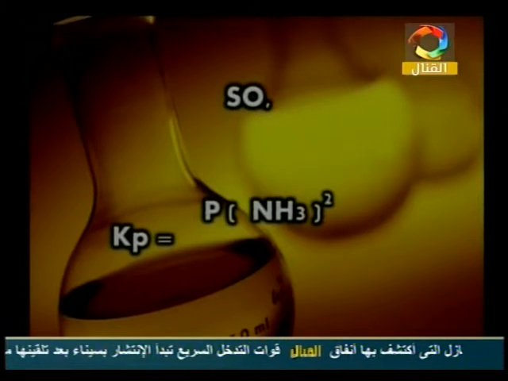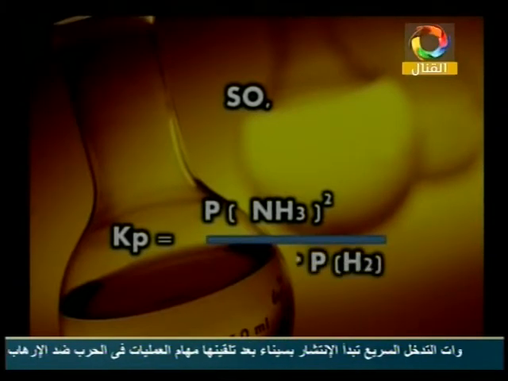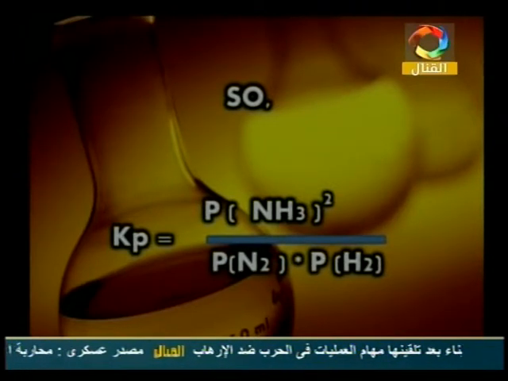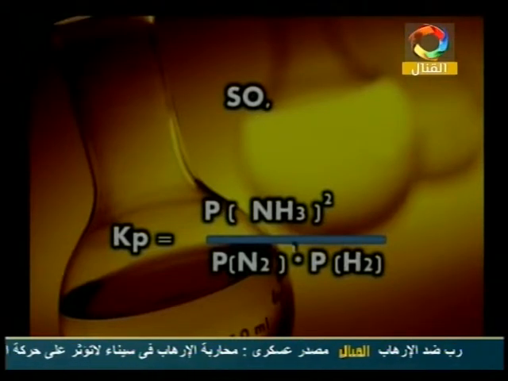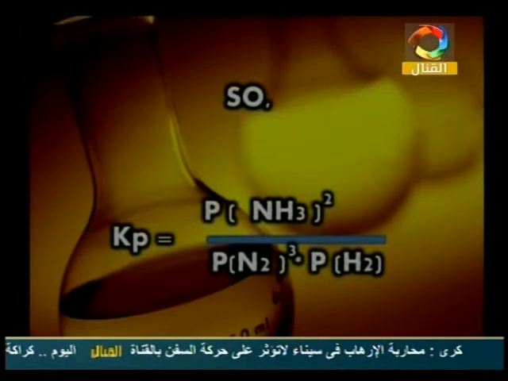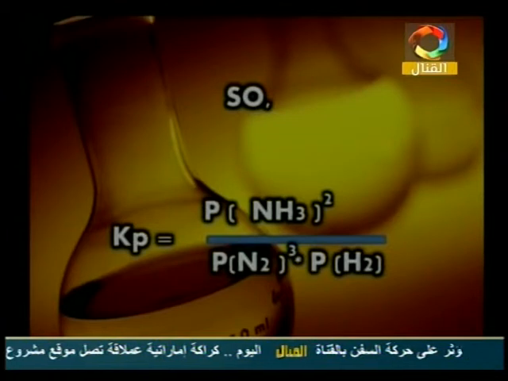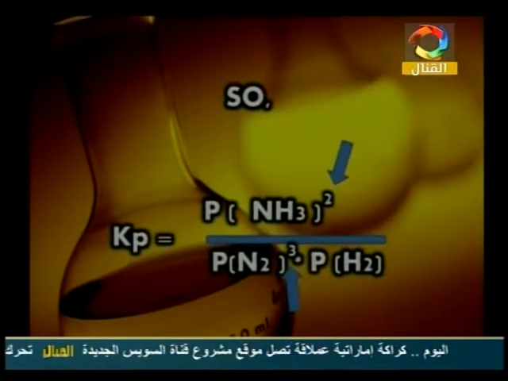Don't forget to put the power, divided by what? Divided by the pressure of N2 times the pressure of H2. Don't forget the power for each one because it has a highly different effect. This is the effect on the equilibrium pressure. Now this power is for the product and this power is for the reactants.